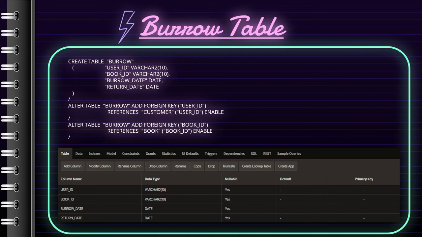Okay, next is the borrow table, which consists of user ID, book ID, borrow date, and return date. For each of them, we already declare the data type. For example, the data type of user ID and book ID is varchar that can accept up to 10 characters, and the data type of borrow date and return date is date. There are two foreign keys, which are user ID that refers to user ID at the customer table and book ID that refers to book ID at the book table. Next.